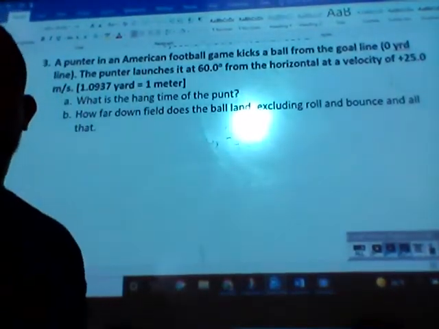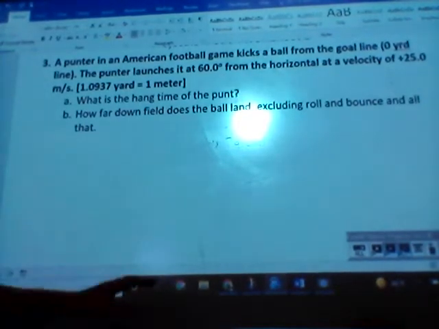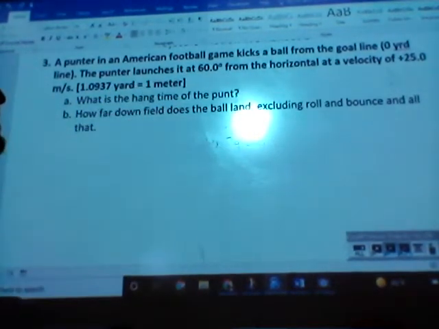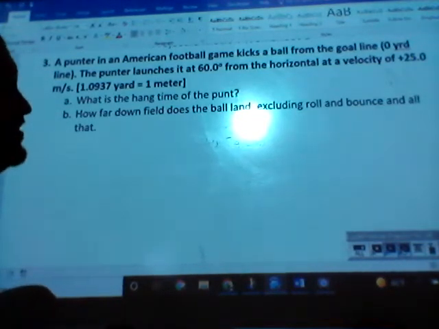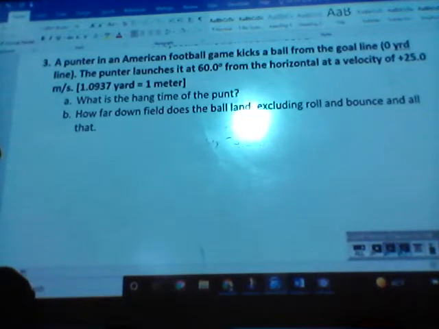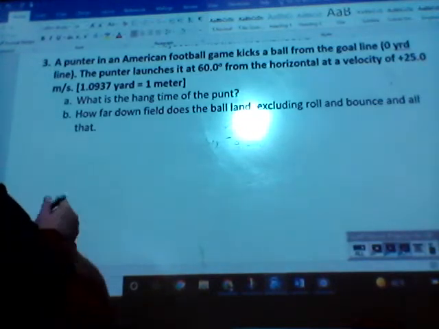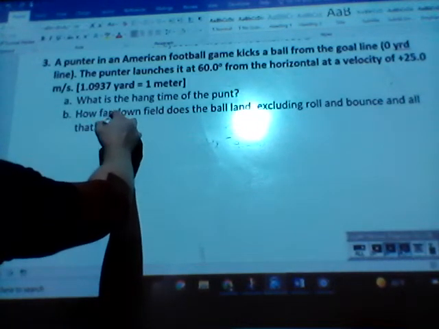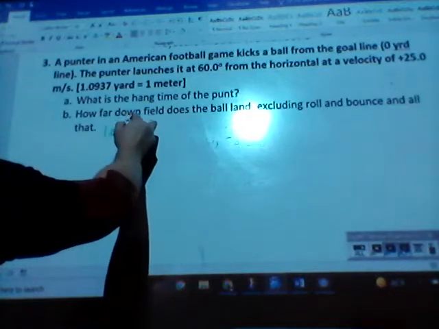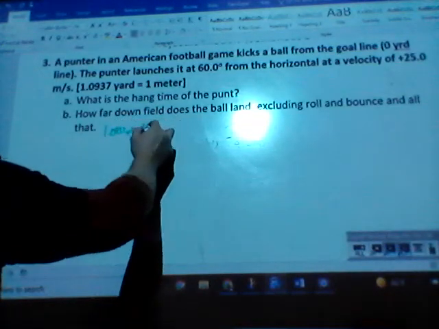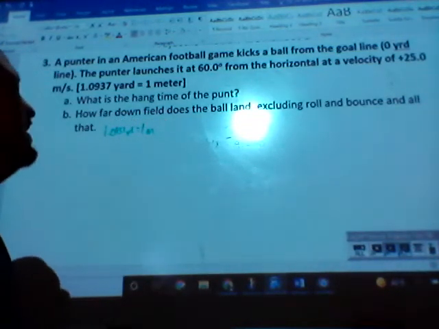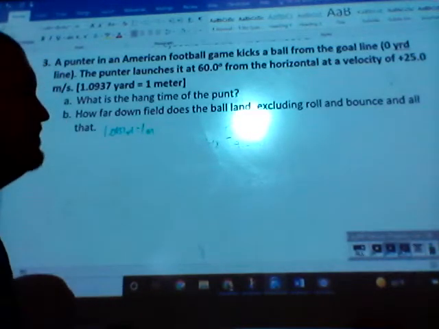All right, so for number 3, we got the punter in an American football game kicks the ball from the goal line, which is the 0-yard line. The punter launches it at 60 degrees from the horizontal at a velocity of 25 meters per second. It gives us this conversion factor here, so that's important to remember: 1.0937 yard equals 1 meter. What is the hang time of the punt? How far downfield does the ball land?